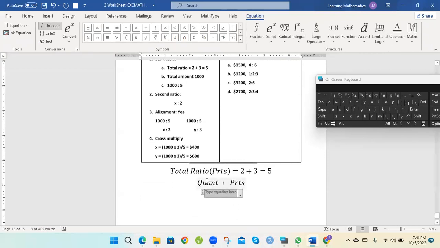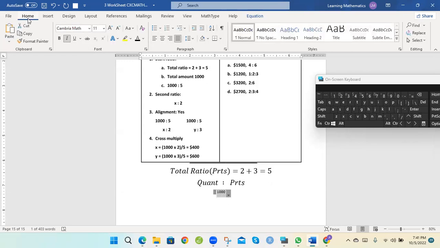Now we have to follow the labeling. On the quantity, we can put 1,000, which is actually the total quantity. So total quantity must be associated to total parts. That's why calculating the total parts is important, because you have to associate it to the total quantity. Quantity on the quantity, parts on the parts. Total quantity, total parts. The next ratio now must have a number and a letter.